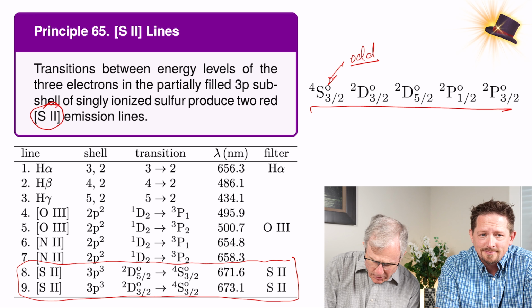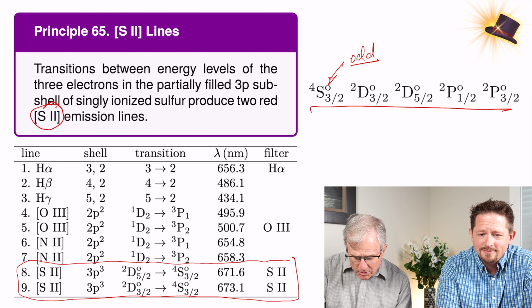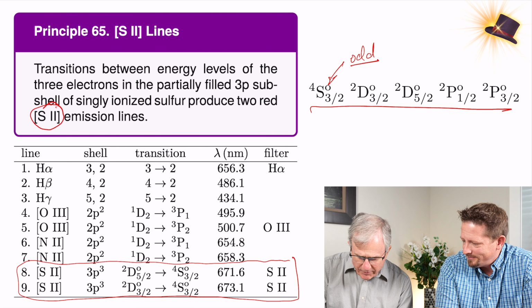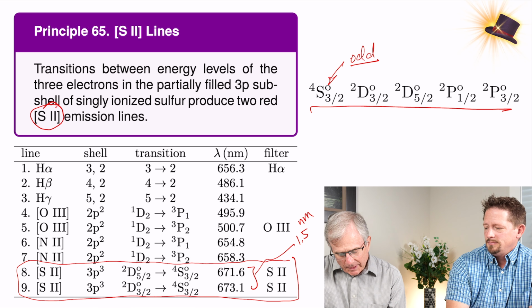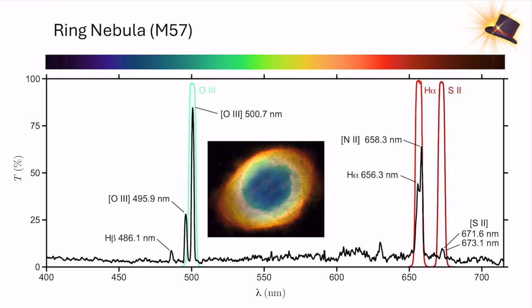Yeah, so here are those 2 lines. They're very close to each other. So 671.6 plus 1.5. So these only differ by 1.5 nanometers. So they're really, really close to each other. And that's why, here, it just looks like one little blob. They're close to each other, but further out.